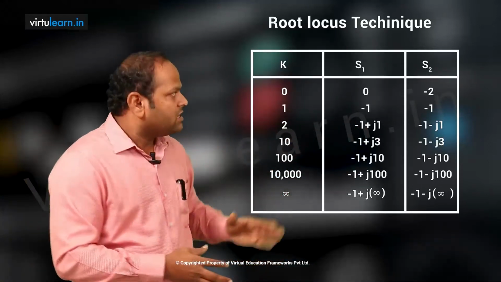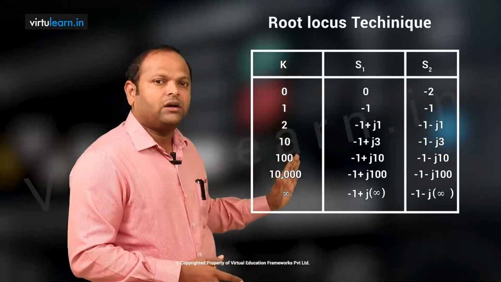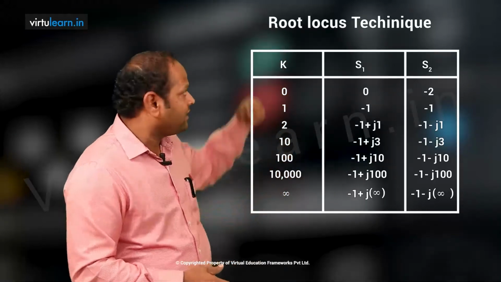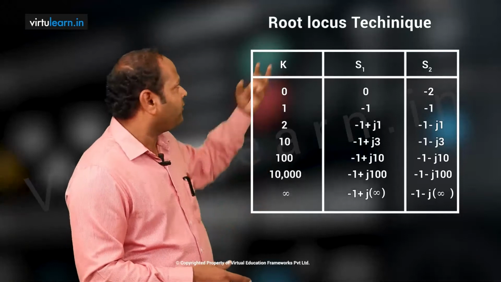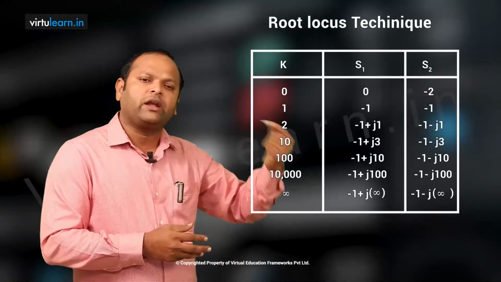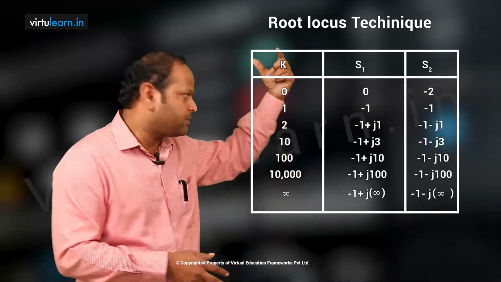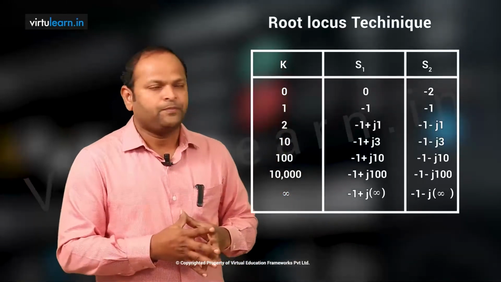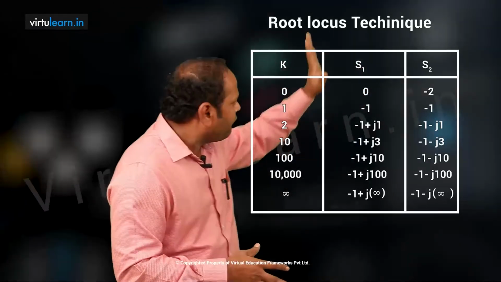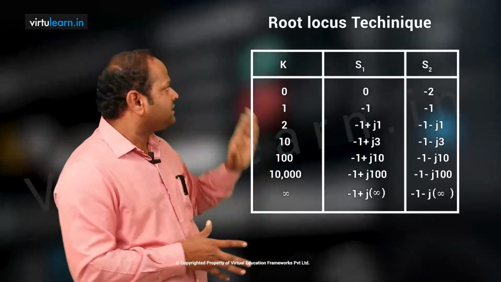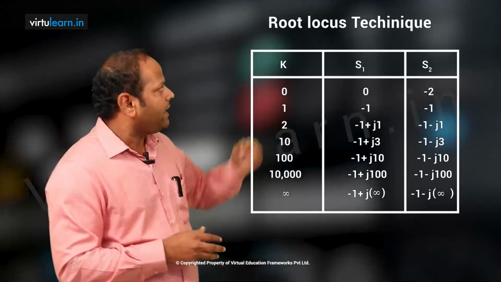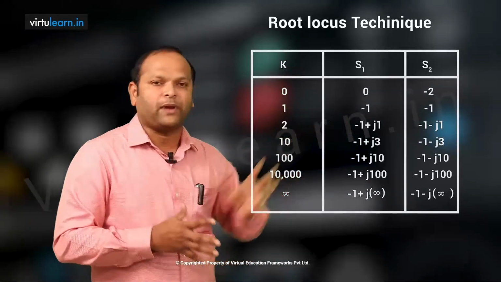So these are the k values. I am varying the k value from 0 to infinity. I am taking a few distinct values. In fact, you can take 0, 0.001, 0.002 and so on. As many k values as you want, you can take, and the corresponding S1, S2 we can find out. So once this table is available, locate those points on the S plane.